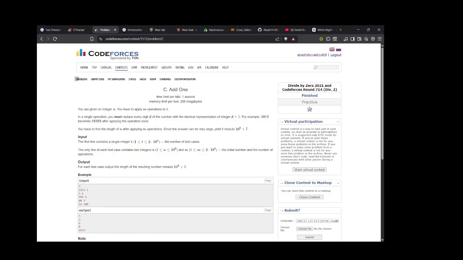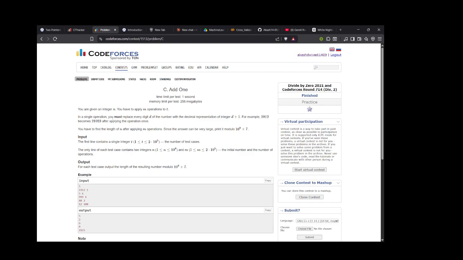So, hello everyone. Now we are going to solve a CF problem, and the problem name is Add One. First, let's read the problem statement and understand what is getting asked in this problem. You are given an integer n, and you need to apply m operations to it. Let's understand what the operation is all about.